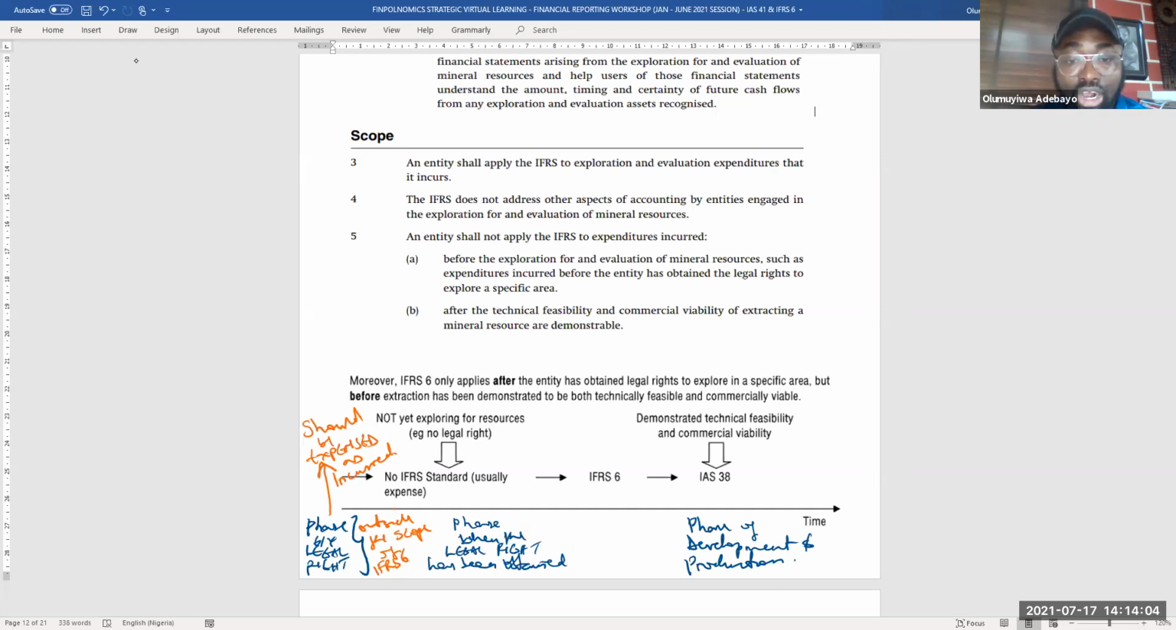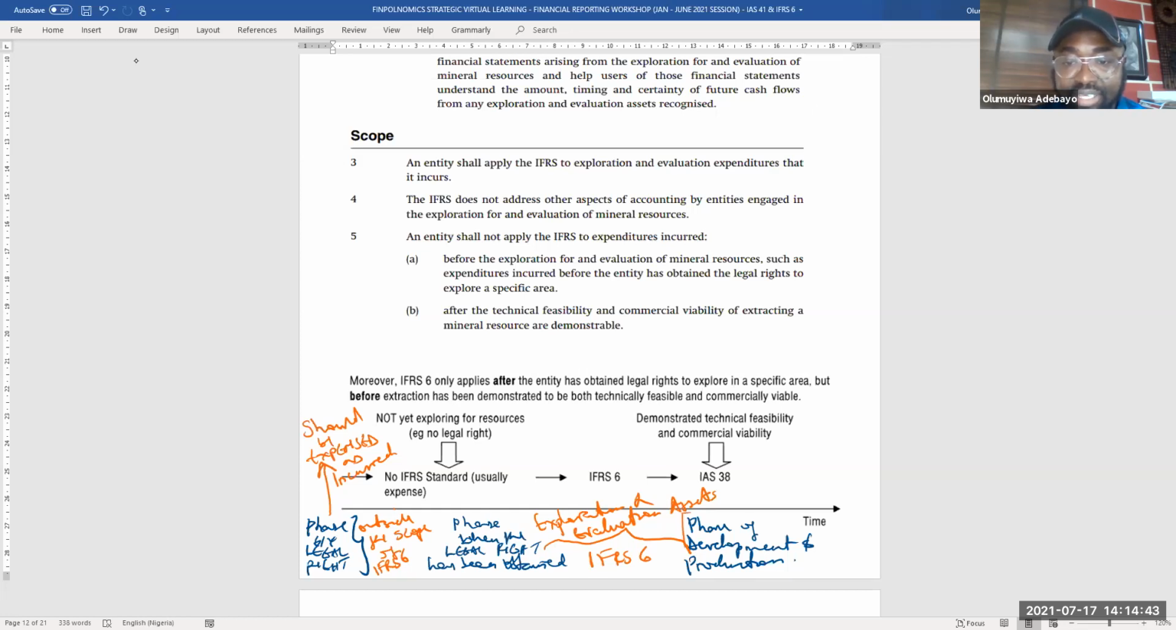Whereas all of the costs between when the legal right was obtained and prior to the developmental phase fall under IFRS 6, and they should be treated as exploration and evaluation assets. And they will be shown as separate assets in your books. And that's where IFRS 6 applies.